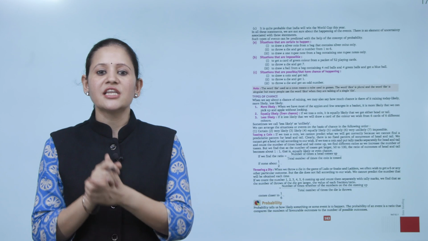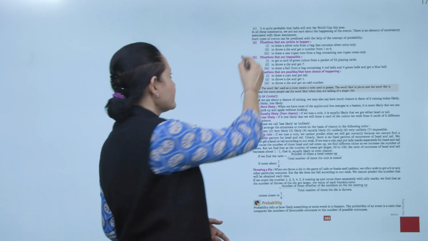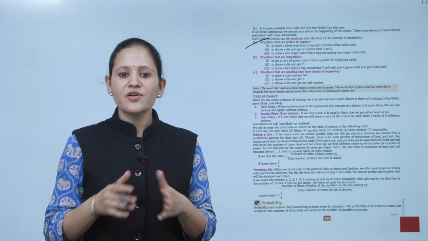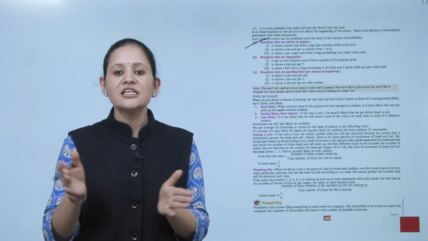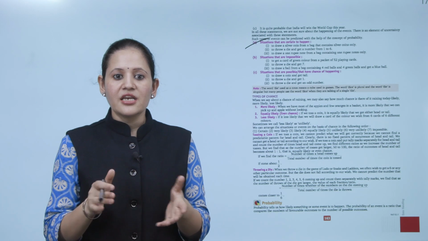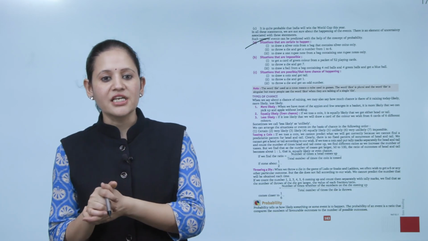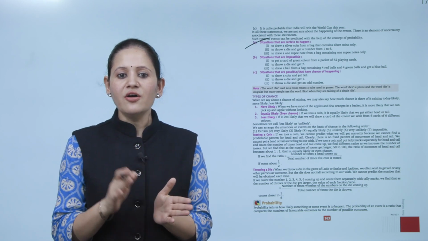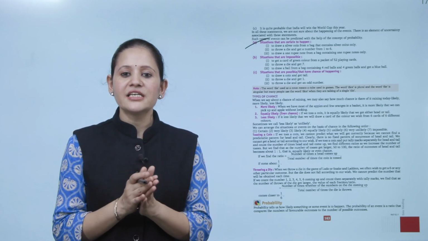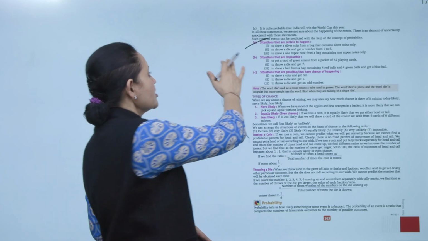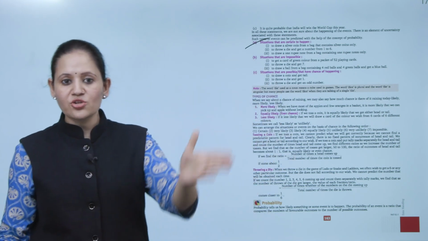First is situations that are certain to happen. To draw a silver coin from a bag that contains silver coins only. Next, to throw a dice to get a number from 1 to 6. To draw a 1 rupee note from a bag containing 1 rupee notes only. So that is the situation that is certain to happen, meaning it will definitely happen.